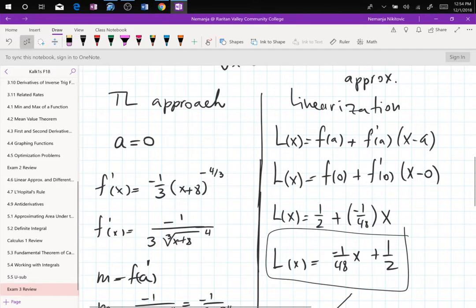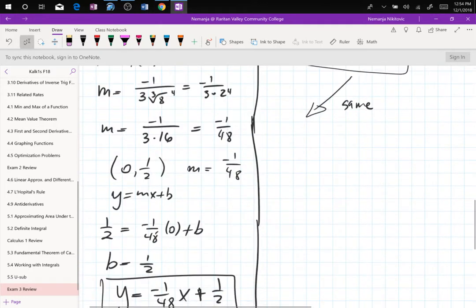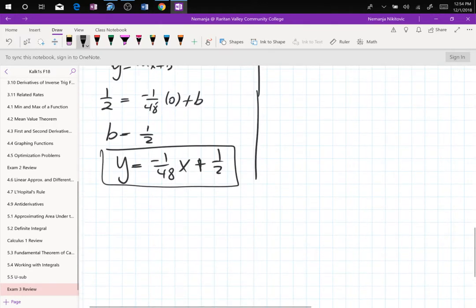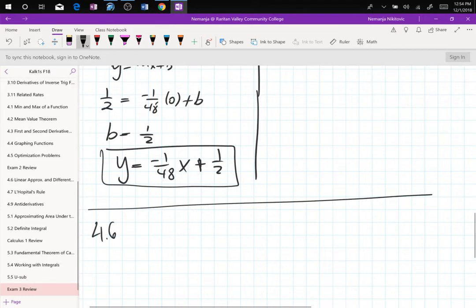A 10 feet tall fence runs parallel to the wall of a house at a distance of 4 feet. Find the length of the shortest ladder that extends from the ground to the house without touching the fence. Well, that's like barely touching the fence. So this is section 4.6, problem number 30.